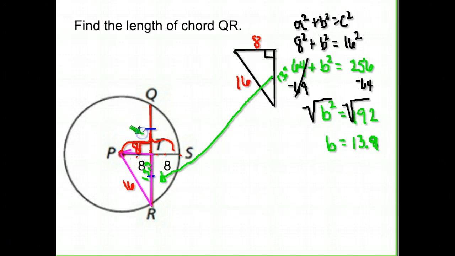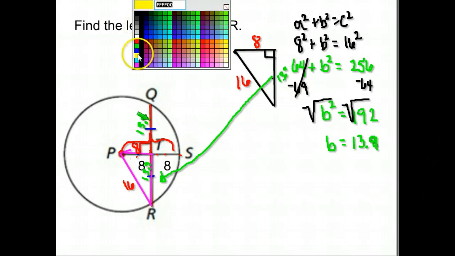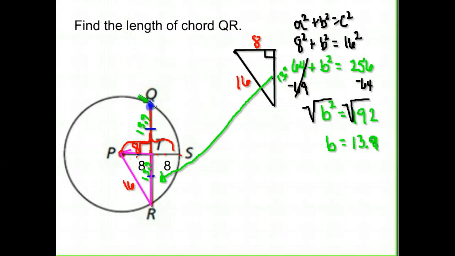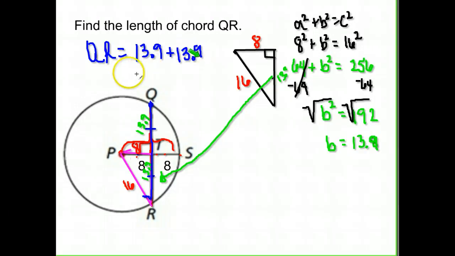Now remember, this was bisected, so this part also has a length of 13.9. They wanted the length of QR from Q all the way across to R, and now I can find that. I know the length of chord QR is 13.9 plus another 13.9, or 13.9 times 2. Okay, we get 27.8.